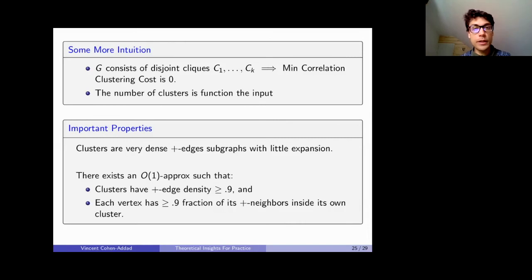100 clicks, I need to output 100 clusters. So it's pretty nice. It's really unsupervised, right? You don't have to know anything about your input to be able to do something.